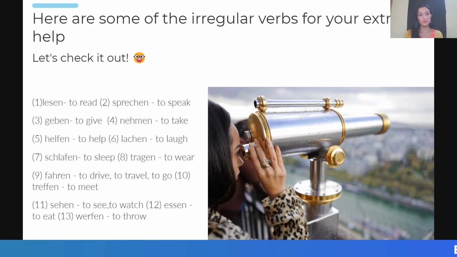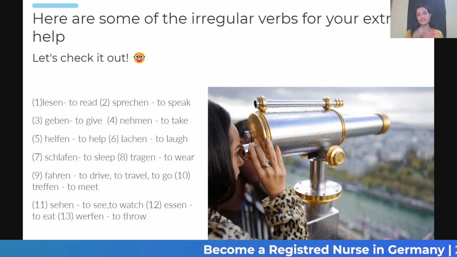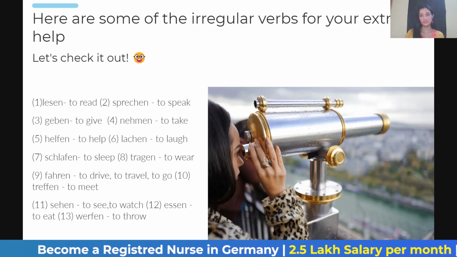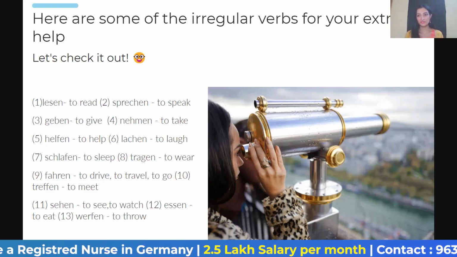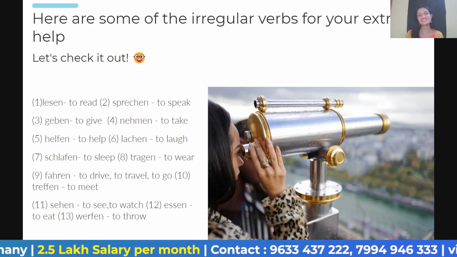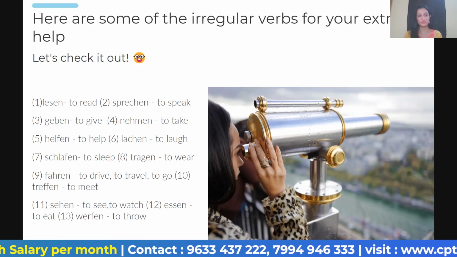Then they have all gone to watch the movie, sehen, to watch, and along with that they're eating popcorn, essen, to eat. And after eating popcorn they are throwing the wafer in the dustbin, so werfen, to throw. If my vlog story is completed, so yes, that's all. And repeating the story once again.